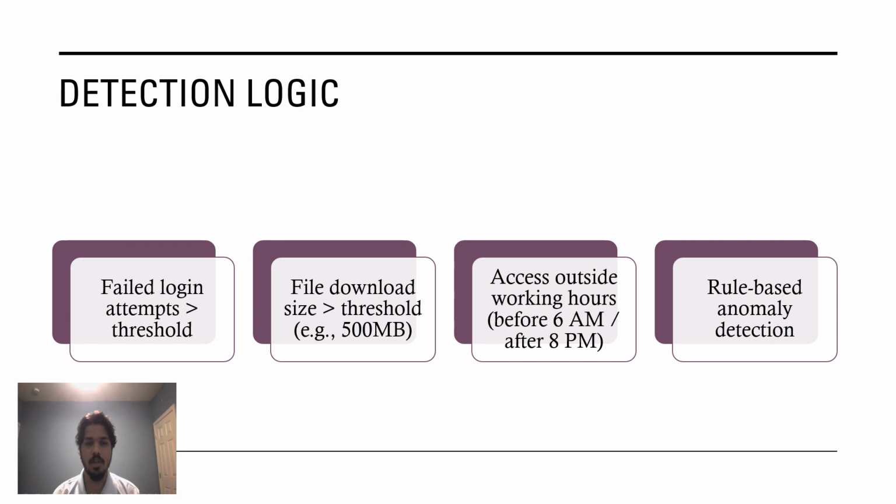The second rule monitors file download sizes. Large downloads that exceed a specified threshold can be a sign of data exfiltration or unauthorized transfer of sensitive information. The third rule checks for access outside normal working hours. Activities occurring before 6 a.m. or after 8 p.m. are considered unusual and may warrant further investigation depending on the organization's policy.